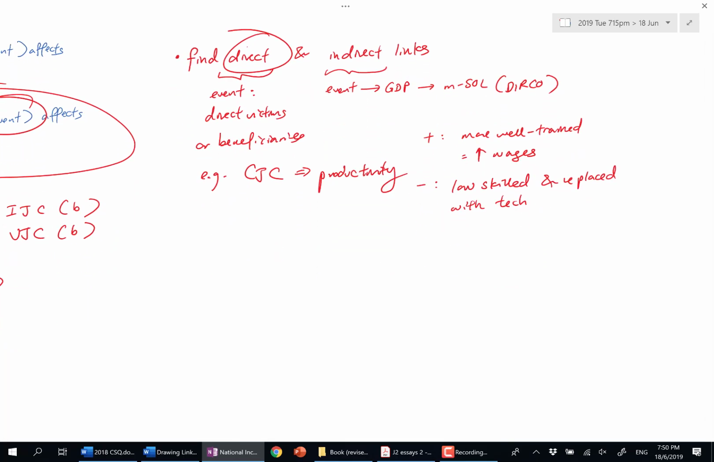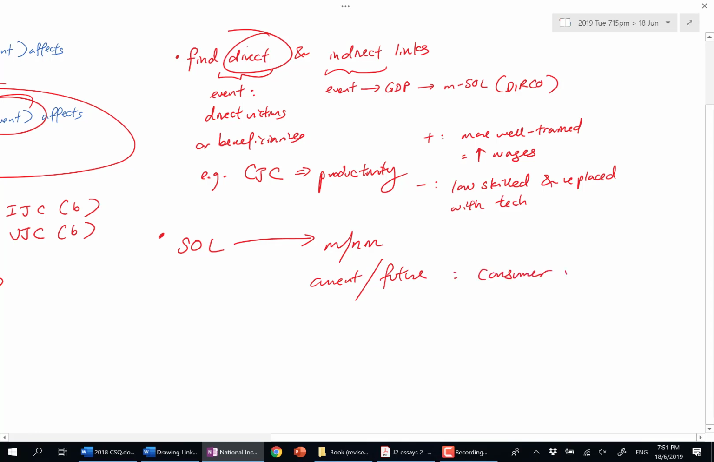So after you find direct and indirect links, you might want to see ways to split this dartboard. Very often we talk about material and non-material. That's very good. Can you also start thinking for essays how you can link to current and future standards of living? And this often goes back to the consumer versus capital goods discussion.